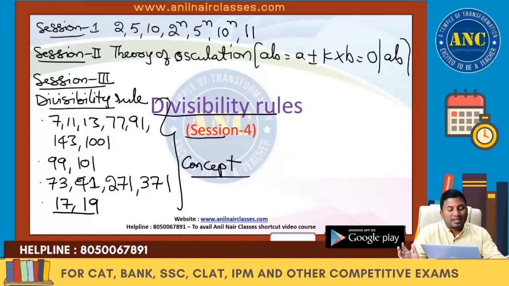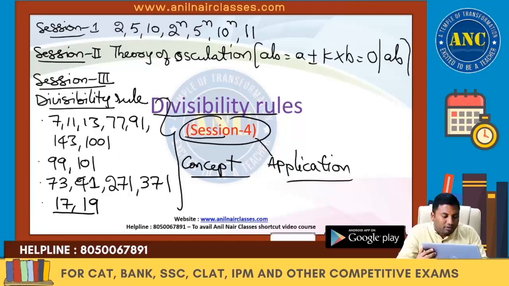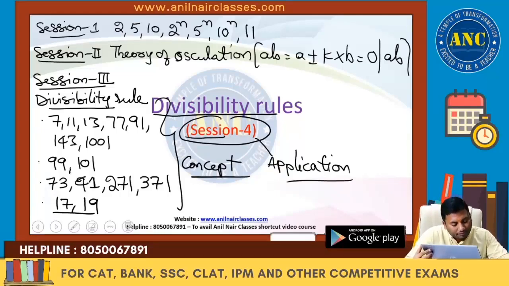In session 3, we only discussed the concept behind finding the divisibility rule for 7, 11, 13, 17, 19. Right. We discussed the divisibility rule for the concept for 7, 11, 13, 77, 91, 143, 1001, 99, 101, 73, 41, 271, 371. Now in divisibility rule session 4, we will discuss the application part of the concept that we discussed. Extremely important class. Listen carefully. How am I using that concept to simplify the problems?